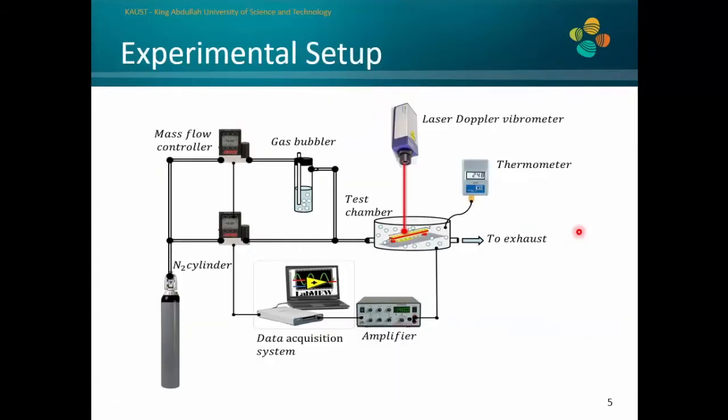This is the experimental setup that we use to characterize our device. It is simply composed of two flow controllers, one to control the saturated line flow that goes through the bubbler, and one controls the dry line flow. The ratio between these two flow meters will determine the gas concentration inside the chamber. We used LabVIEW and a data acquisition card to generate the actuation signal to actuate our resonator. And then we used a laser Doppler vibrometer to track the amplitude change due to the water vapor concentration change inside the chamber.